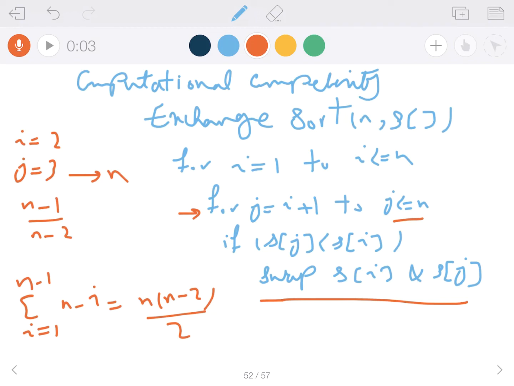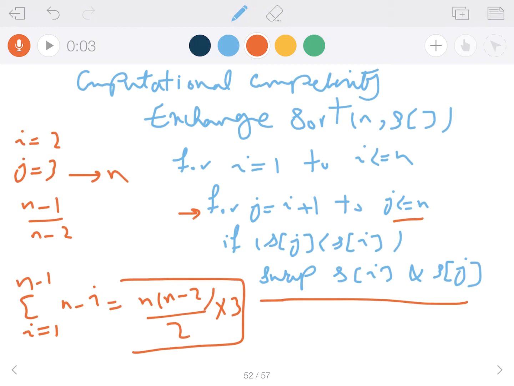This is the number of times we go inside this for loop. We said that every if condition holds, and we do a swap, that is 3 assignments. So we multiply this number by 3, and this is the worst case for the number of assignments in exchange sort. Again, it's not hard to see that.